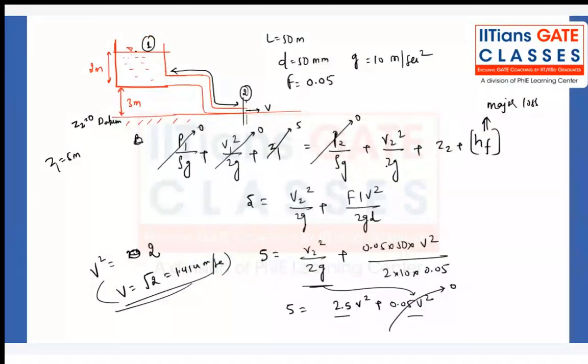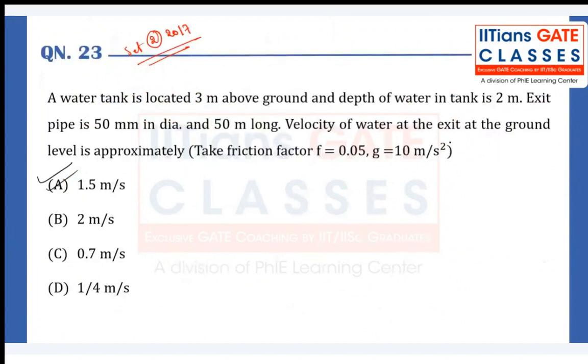Even if you want to consider 0.05, you will unnecessarily make your calculation complicated because of the under root, and that's difficult. Again, you will get 1.4 only, near the root 2 value. So that is what we got. The velocity at the exit at the ground will be approximately 1.5 meter per second. That is the answer for the 23rd.